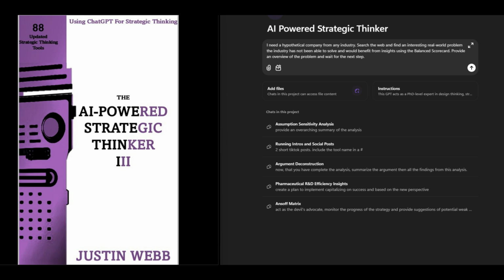On screen is a copy of the AI-powered Strategic Thinker 3 Kindle edition so we can copy the prompt into ChatGPT. On the right is AI-powered Strategic Thinker GPT, which is optimized for this tool and others in the book. You will want to start with the first prompt and provide context for your organization in the brackets. It may also be beneficial to upload documents related to your work.